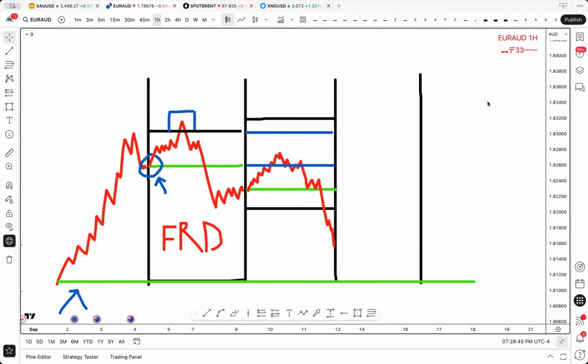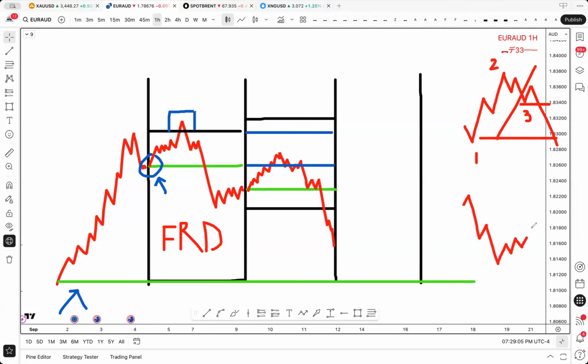Now, once again, no matter what trade setup we're looking for, there's only two types of templates: pump, coil, dump, a one, two, three, or dump, coil, pump, which will be a one, two, three. This is a pump, coil, dump template. One, two, three. Your entries will be whatever session you're trading.